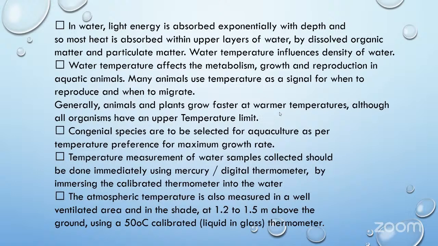Temperature measurement of water samples collected should be done immediately using a mercury or digital thermometer by immersing the calibrated thermometer into the water. The atmospheric temperature is also measured in a well ventilated area and in the shade at 1.2 to 1.5 meters above the ground using a 50 degrees centigrade calibrated thermometer.